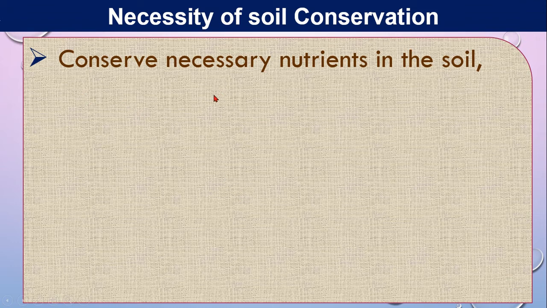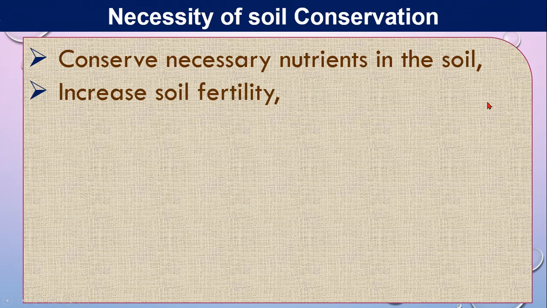First one is soil conserves necessary nutrients in the soil. When we conserve the soil, the soil nutrients do not move from one place to another place, because when soil is eroded, the surface nutrients move from one place to another. That time soil loses its nutrients, but when you conserve the soil, it does not lose the nutrients.